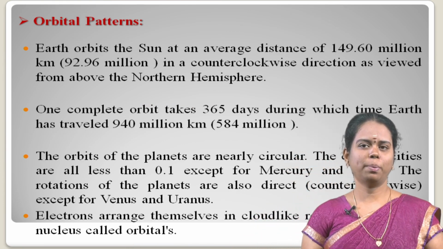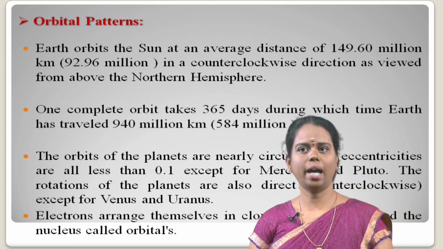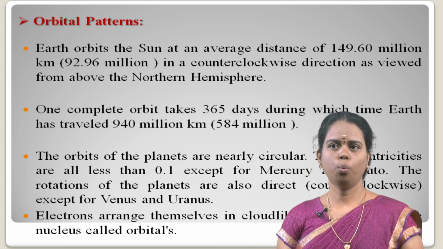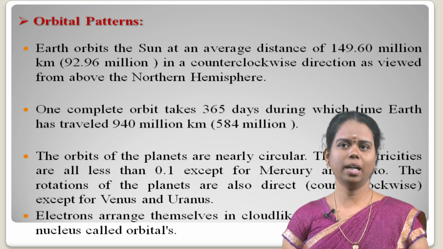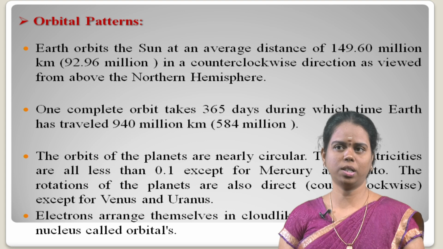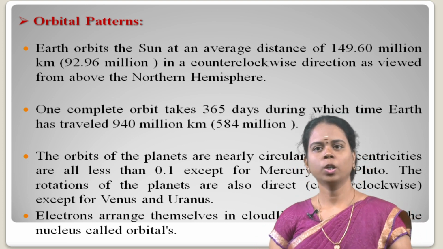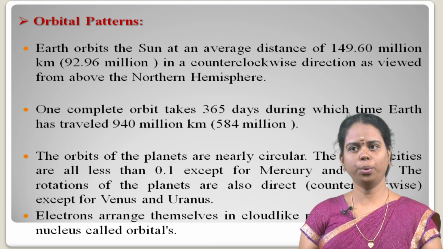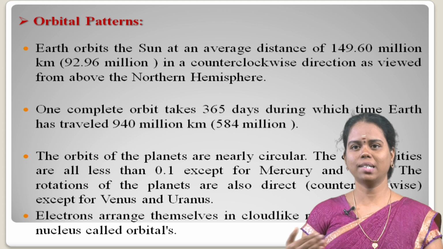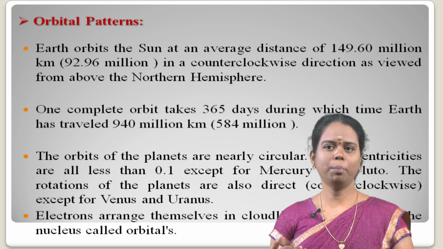How are orbital patterns created? Earth orbits the Sun at an average distance of 149.60 million kilometers in a counterclockwise direction as viewed from above the northern hemisphere. One complete orbit takes 365 days, during which time Earth travels 940 million kilometers.